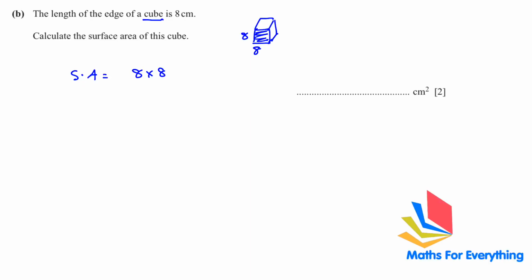And how many faces do you have total? 6 faces. Multiply by 6. This will give us 384 square centimeters. The formula to find the surface area of a cube is 6 side squared. So whatever is your side, you square it and multiply by 6.